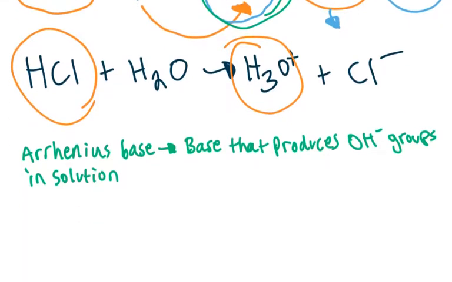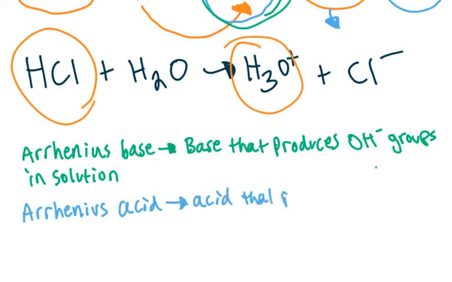And an Arrhenius acid, so let's go and write that in a different color, blue is good. An Arrhenius acid is an acid that produces, sorry about that random dot, hydronium cations in solution, or you could also say just hydrogen cations in solution.